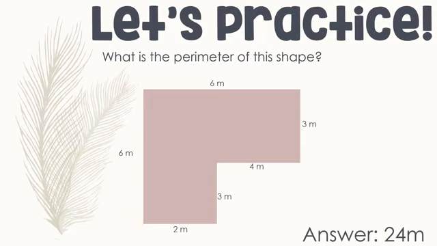Awesome job today, third graders. You're going to move on to the next activity and you're going to continue practicing finding the perimeter of different shapes. Remember all the tips, tricks, and strategies we reviewed in this video, and if you forget, you can always come back and look. All right, good luck and have fun.